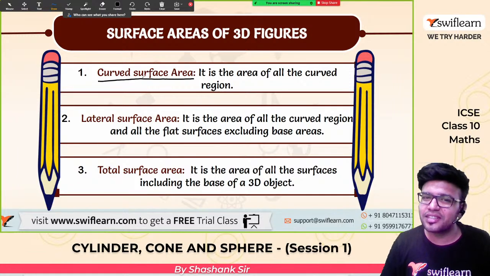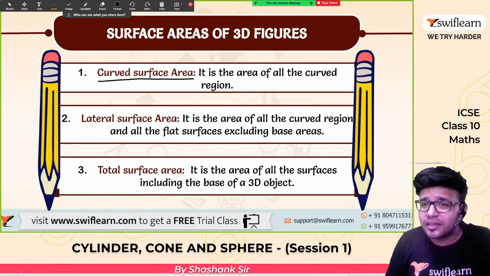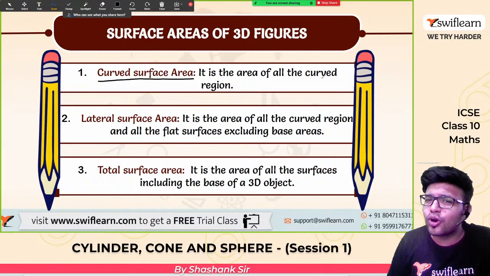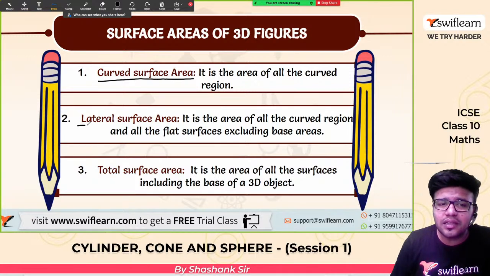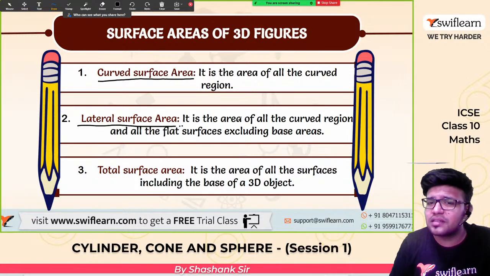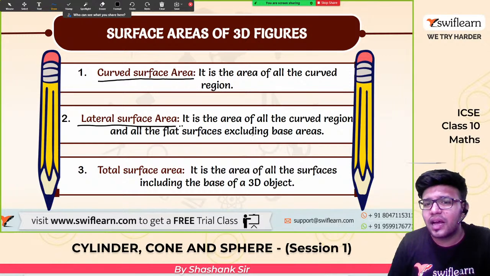Okay, this is curved surface area. It is the area of all the curved region. Yes, that is curved surface area. Lateral surface area: it is the area of all the curved region and all the flat surfaces excluding the base areas.